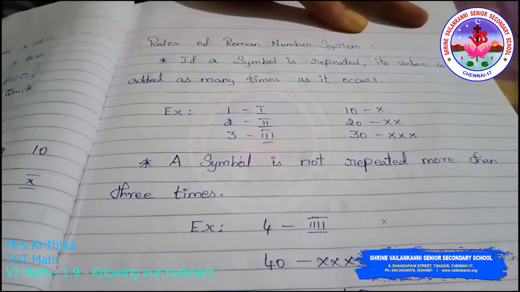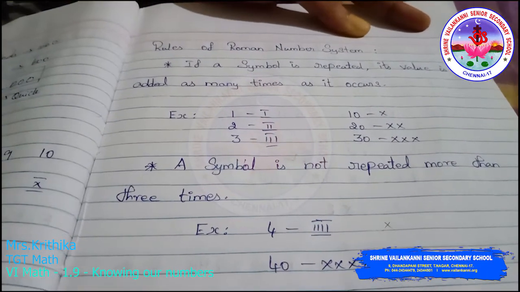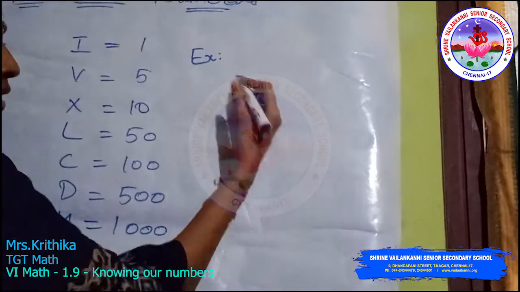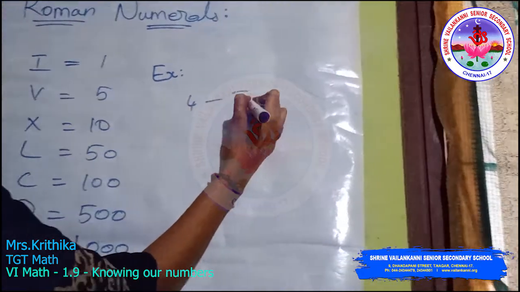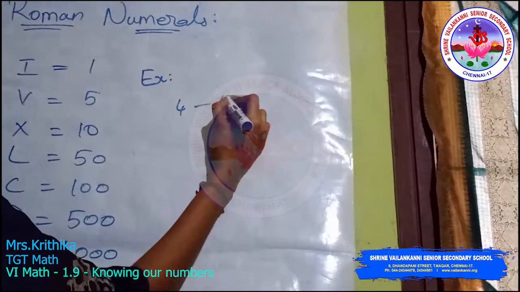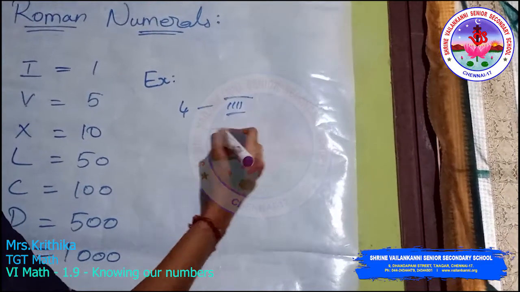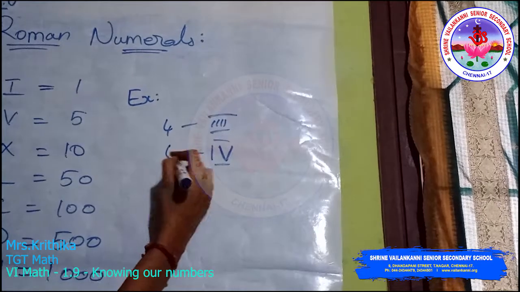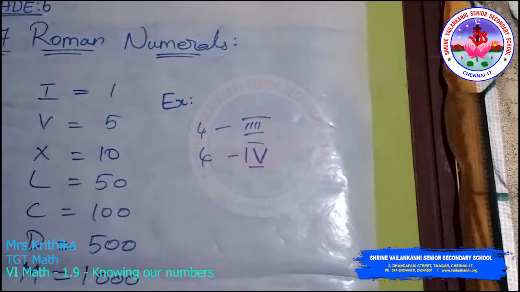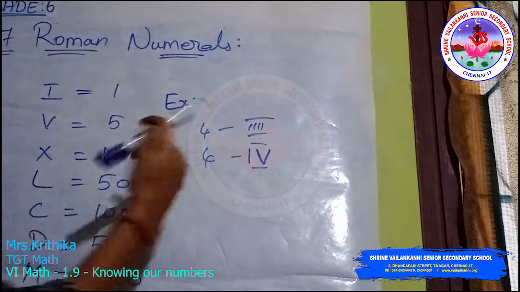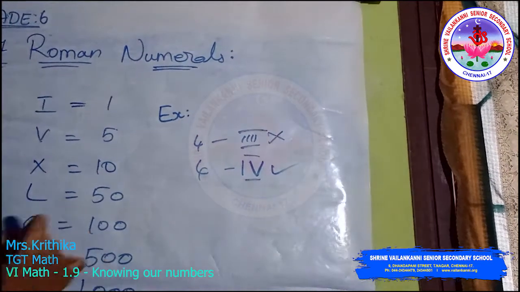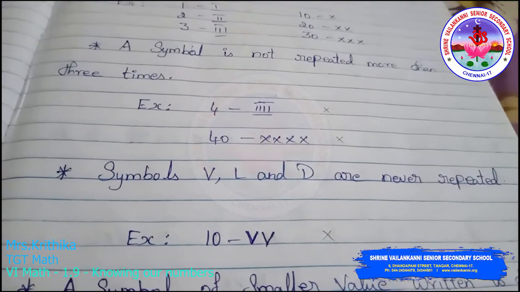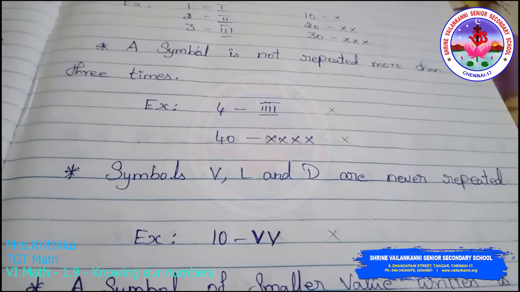Next point, a symbol is not repeated more than 3 times. Example, 4. Don't write this, because the value of 4 is IV. This is the 4 value. Don't use the symbol more than 3 times. This is wrong. This is right. Next point, symbols V, L and D are never repeated.